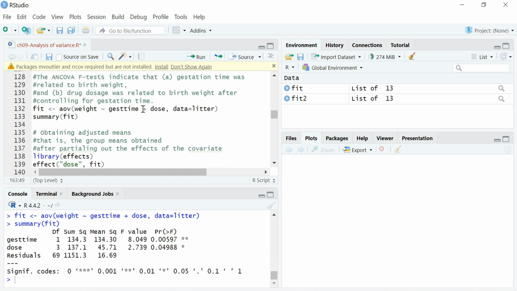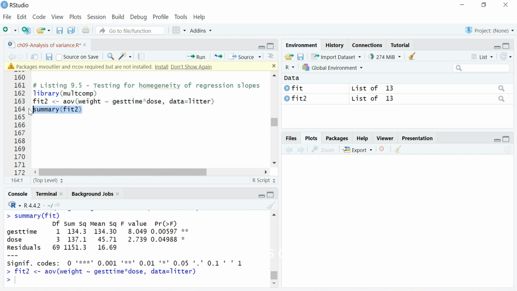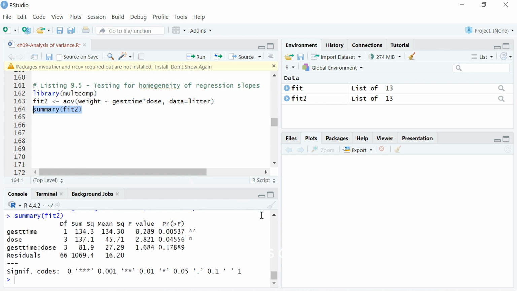But this time, in addition to these two variables alone, an interaction part is also included. So this multiplication includes the first power and second power terms for these two variables and the interaction of these two variables. We will run it, then show the results of this ANCOVA.